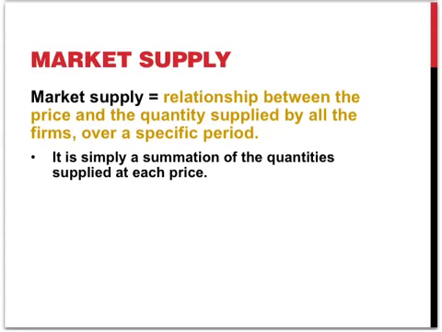Often we are interested in more than just the individual supply curve and want to consider the market supply. This shows the relationship between the price and the quantity supplied by all the firms over a specific period. It is simply a summation of the quantity supplied at each price.